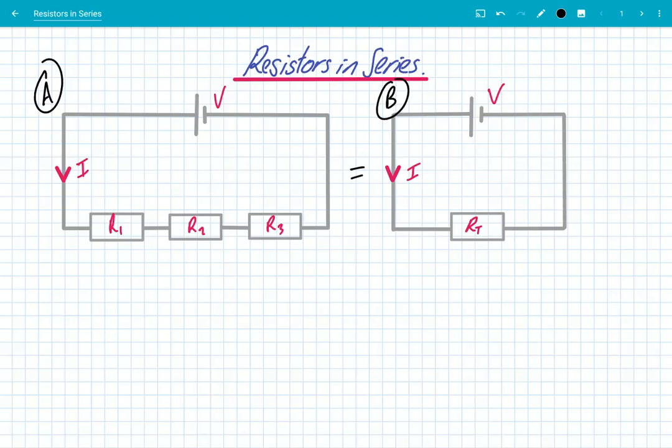Hey guys, what's up? We're going to look at resistors in series and we're going to learn how to derive the total resistance of a number of resistors in series.